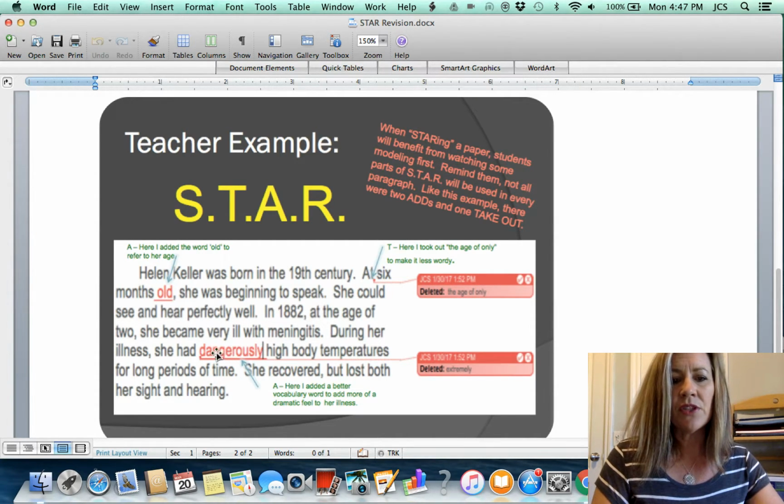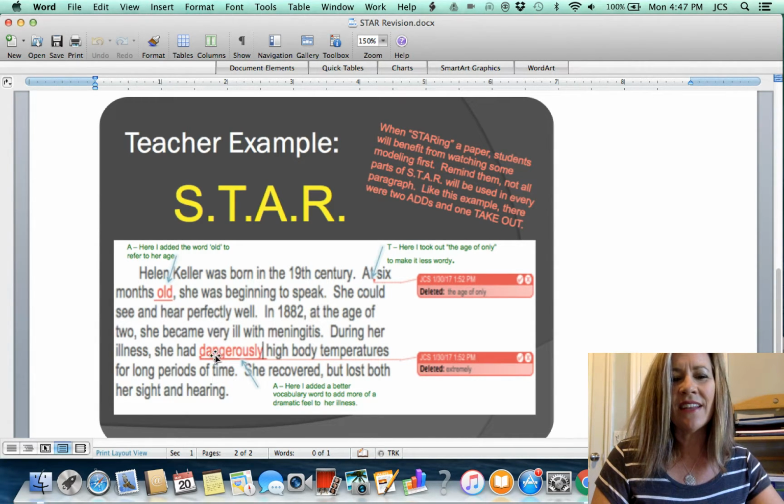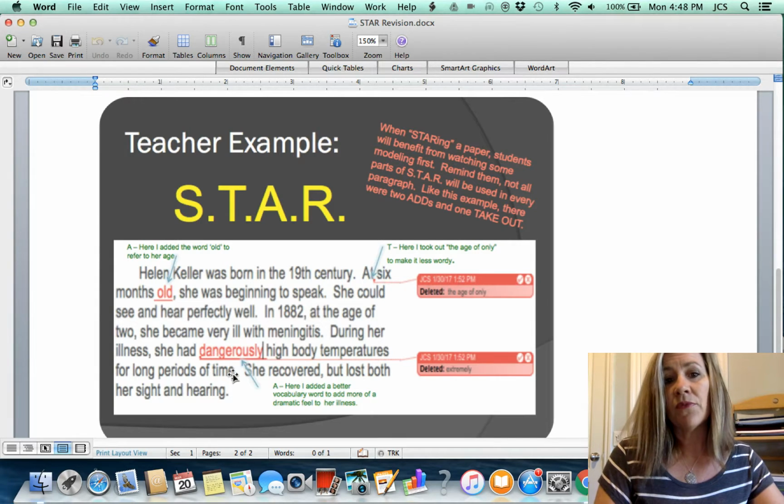Here we substituted the word "dangerously" instead of the word "extremely." I see here I actually had written A. I added in a word, but I disagree with myself. Can I do that? Instead, I would say this is a substitution. This was substituting one good word for a better word. Again, by putting this word here, it adds a little more of a dramatic voice to this particular illness that she had at a young age. So right there, those 3 quick little changes. It doesn't take much time, but it can be very effective.